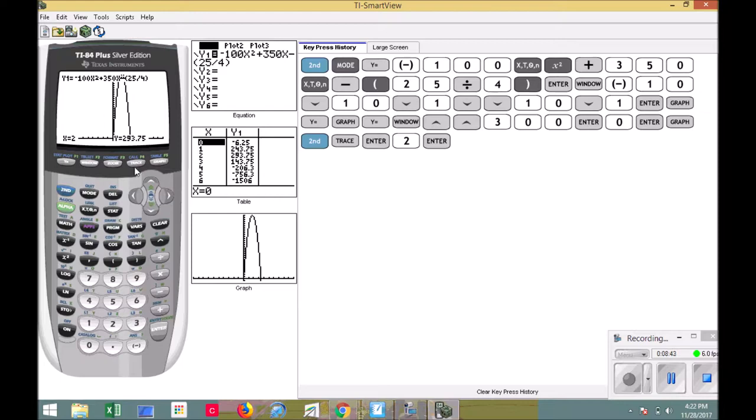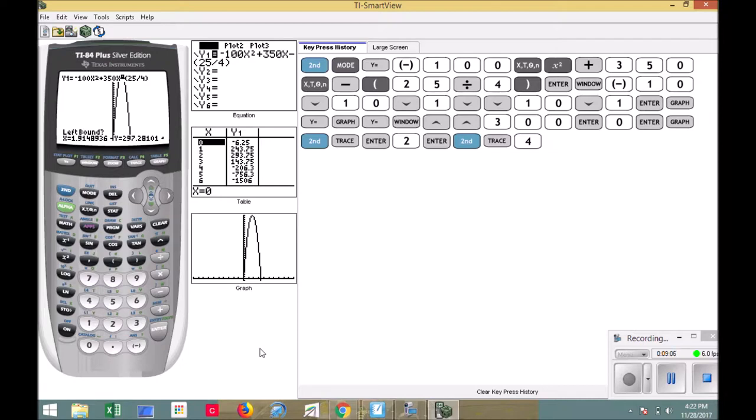Once again, I'm going to do second and then the trace button, so the calculate screen. This time, though, I want the maximum because the vertex is the highest point on the parabola. If this had been a right side up parabola, I would be using minimum, but it's the maximum. So I'm going to hit number 4 for maximum.